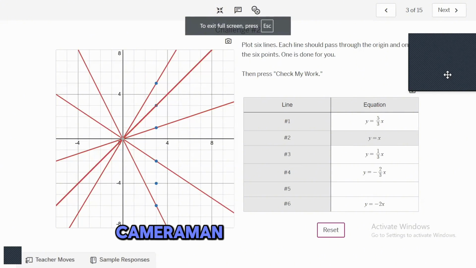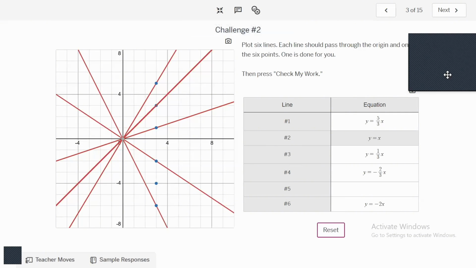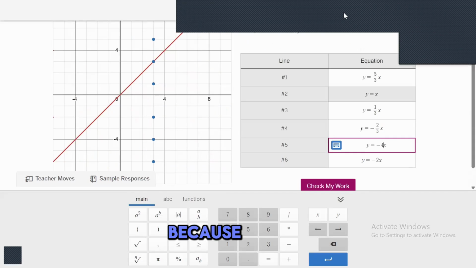Make sure the cameraman substitutes. Yeah, because 3/2 is 1.5, but 4/3 is I think 1.1 or something.